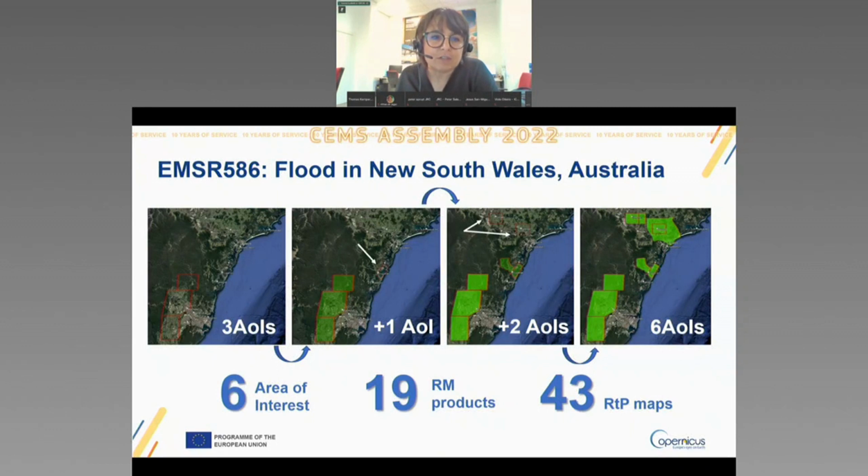So we worked over 6 areas of interest, delivering at the end 19 rapid mapping products due to, again, the delivering of several monitoring over all the areas of interest. And at the end, we produced 43 ready-to-print maps.